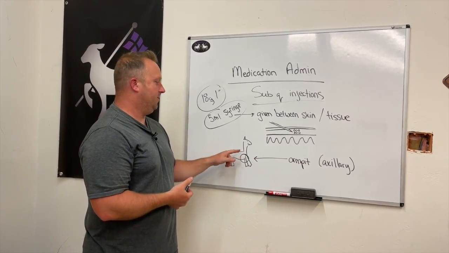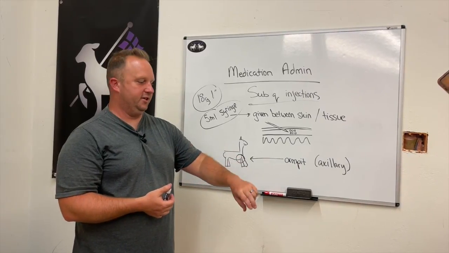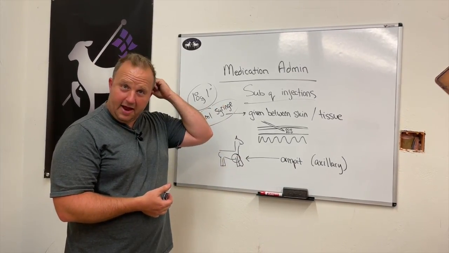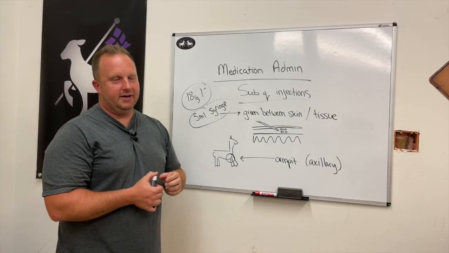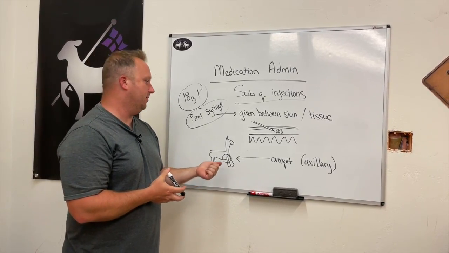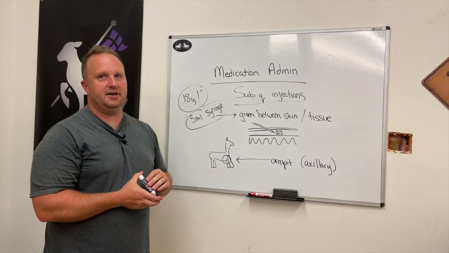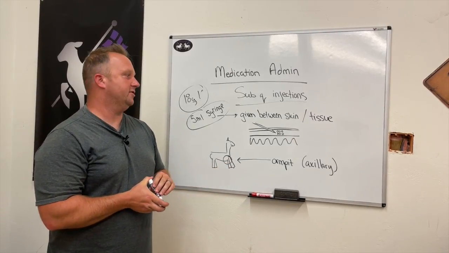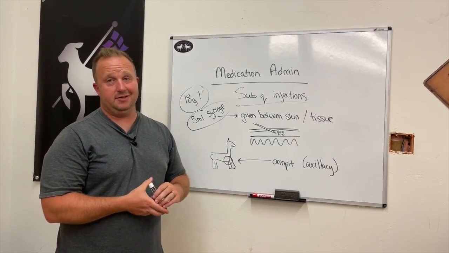I know with your dogs and cats at home, they teach you to pull up the skin on the back of the neck and give it that way. That's not the way that we give subcutaneous injections to sheep and goats. So remember, the axillary area is the best area, and we'll show you why when we get out to the yard. With that being said, let's head out to the yard and give an injection.